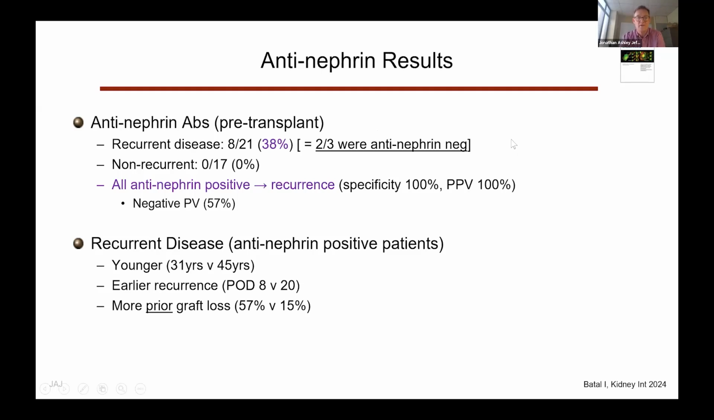So here's the key point. When they looked for anti-nephrin antibodies, of the 2/3 of the patients who developed recurrent disease, about 1/3 of them had anti-nephrin antibodies. Looking at that the other way, that means that 2/3 did not carry anti-nephrin antibodies. But a significant proportion of these patients had anti-nephrin antibodies. They were not found in the group that did not recur. Or, looking at it the other way around, all the patients who were anti-nephrin antibody positive prior to transplant had recurrence.